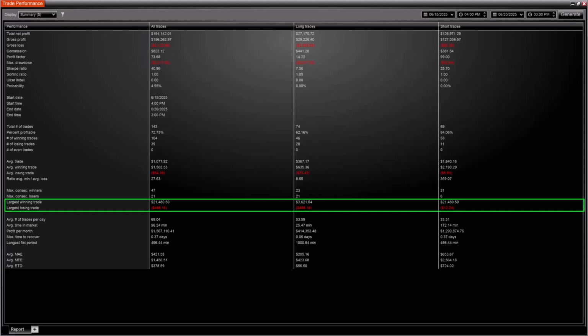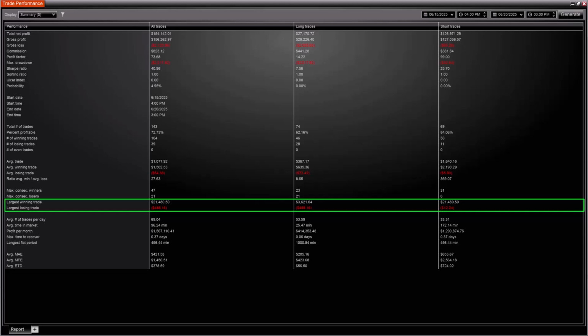The largest winning trade of $21,480.50 and the largest losing trade of negative $488.16. Now, at first glance, that might seem like a huge win and a small loss, and it is. But it's important to understand what these numbers actually represent inside NinjaTrader. NinjaTrader sees a trade as one entry matched with one exit. So that $21,480 profit, that's the biggest gain from a single filled entry that closed out in profit.